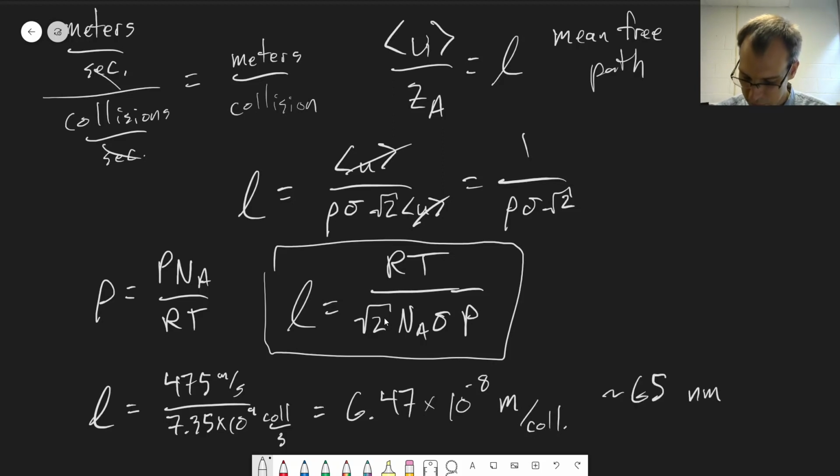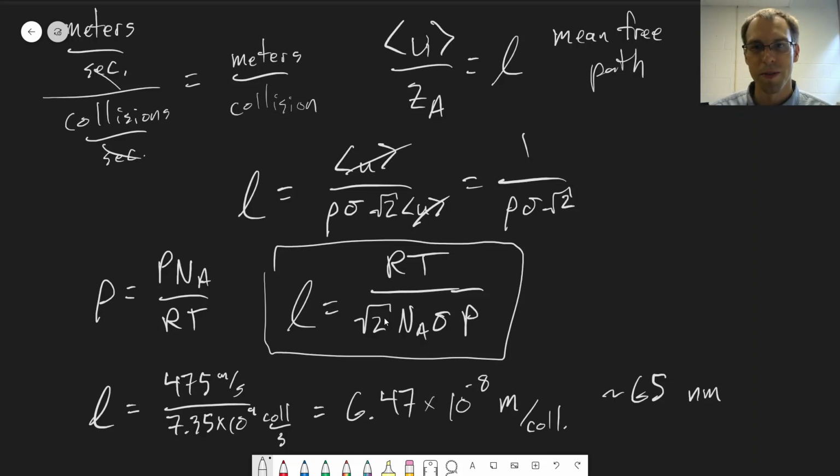65 nanometers. So compared to the size of an individual molecule, which is tenths of nanometers, it travels a pretty far distance, and that's why it's a gas, right? If it traveled much less than that, then things would start to condense, and then you'd have a liquid instead of a gas.